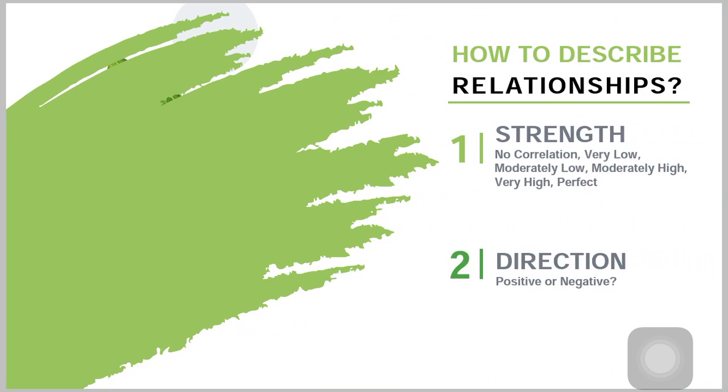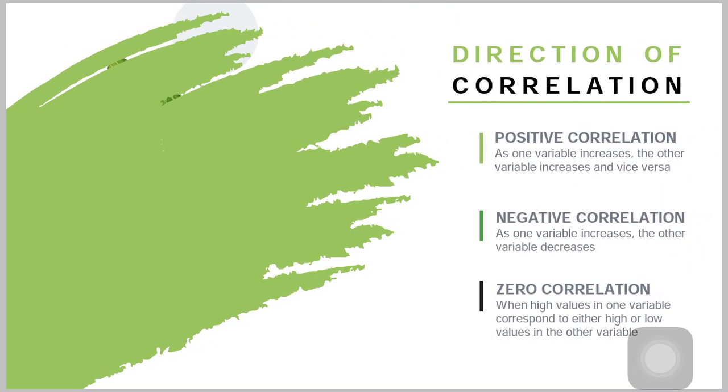Now, how do we describe relationships? We can describe relationships based on strength. We say how close are the points to the trend line, and we can also describe relationships through the direction. Is it positive, negative, or no correlation? Let's first have the direction of correlation.